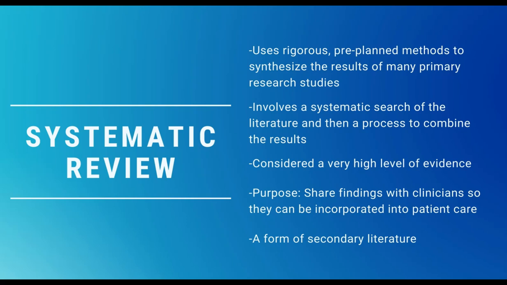To summarize, a systematic review uses rigorous pre-planned methods to synthesize the results of primary research studies. It involves a systematic search of the literature and a defined process to combine the results.